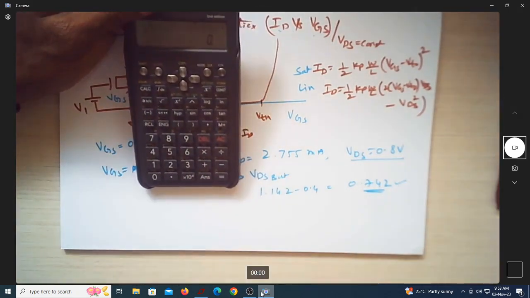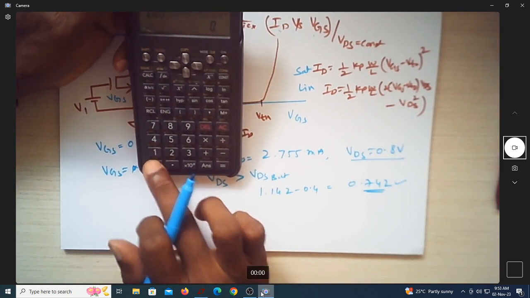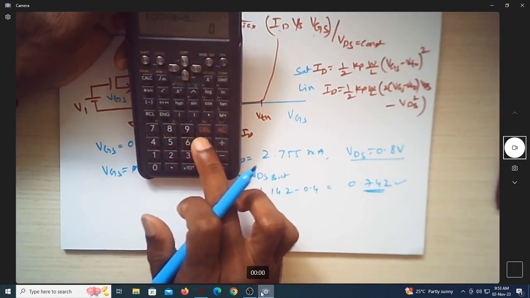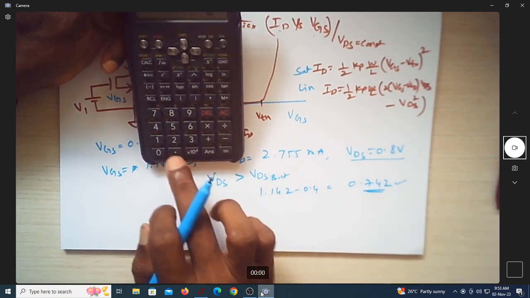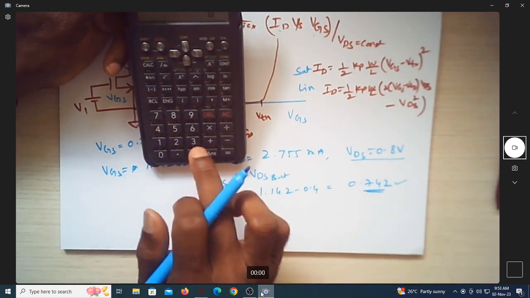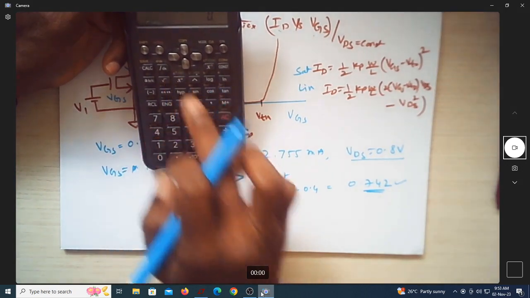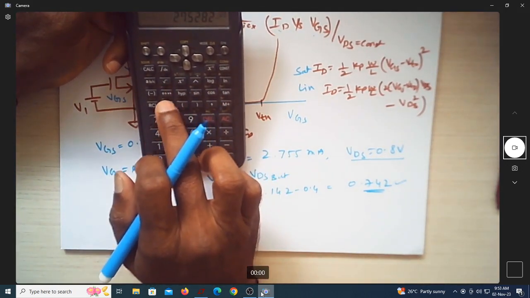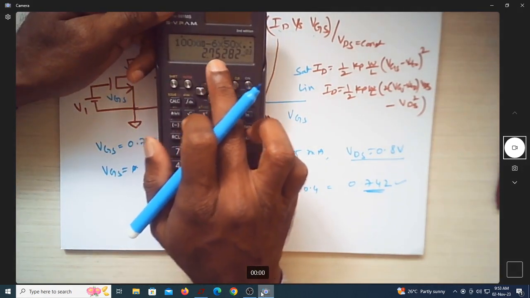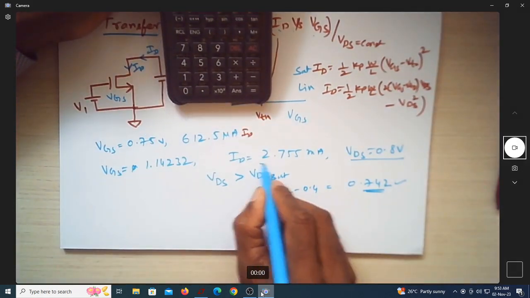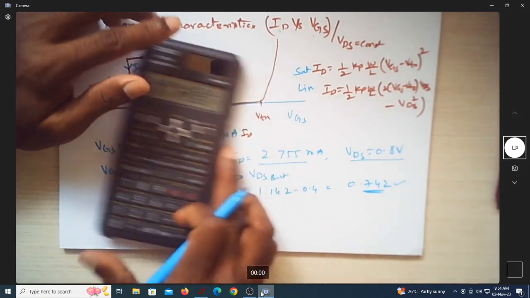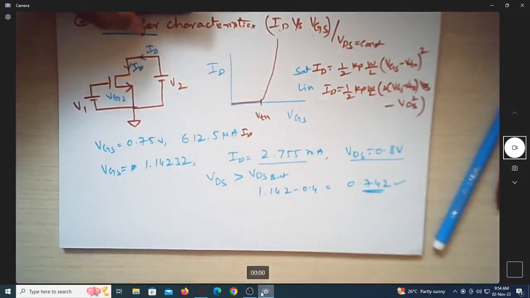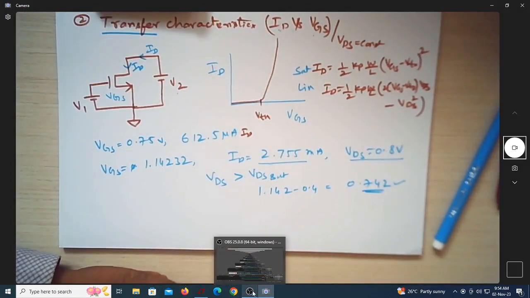If I use the saturation current equation, that is 100 into 10 power minus 6, into 50, into 0.742 whole square, that's the current. Can you see here? This is 2.75 milliampere. This is what I'm getting. So now let me just slightly increase.